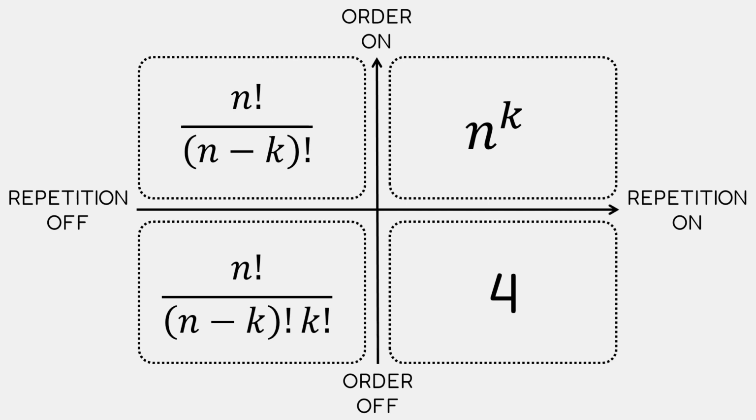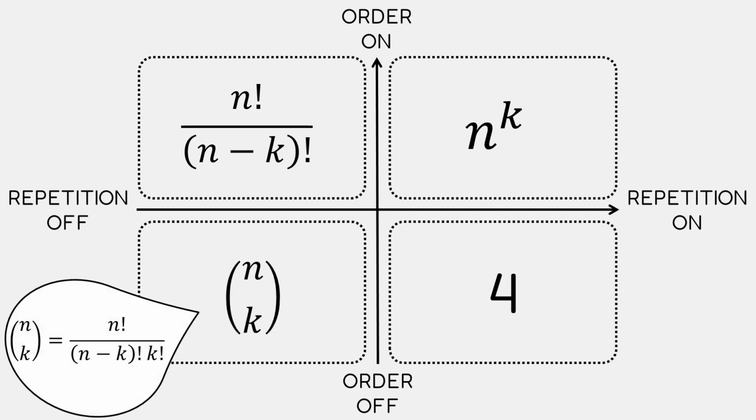In this case, there's a compact and widely used notation to make it easier to write. The formula n factorial divided by n minus k factorial times k factorial is written more simply as n choose k, a bracket with n on top and k on bottom. With that said, we are ready to move on to the fourth quadrant.